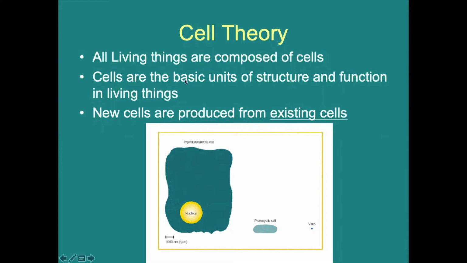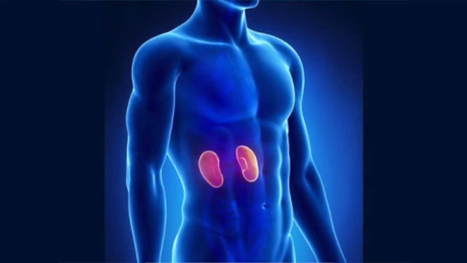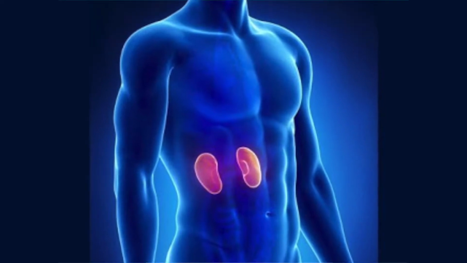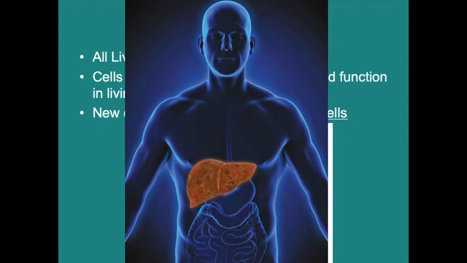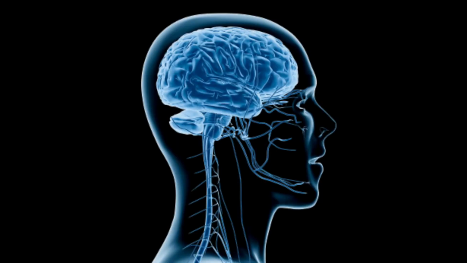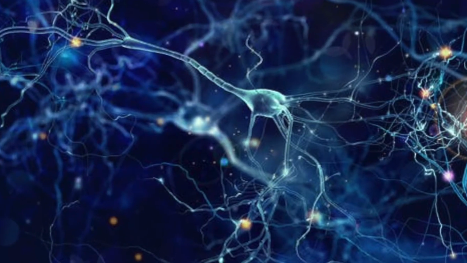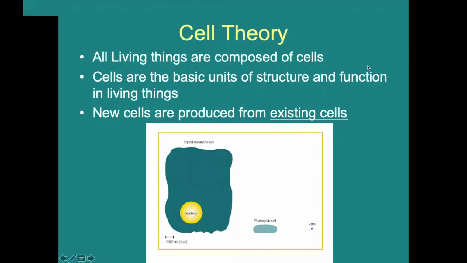Two, cells are the basic units of structure and function in all living things, meaning, let's break these words down. Units of structure. That means this is what you are made out of. So your kidneys have their own specific kidney cells. Your liver has its own specific liver cells. Your brain has its own specific brain cells we call neurons. Get the idea. And function. Those cells have their own job to do. Your kidneys only do kidney jobs. Your liver cells only do liver jobs. You get the idea now?